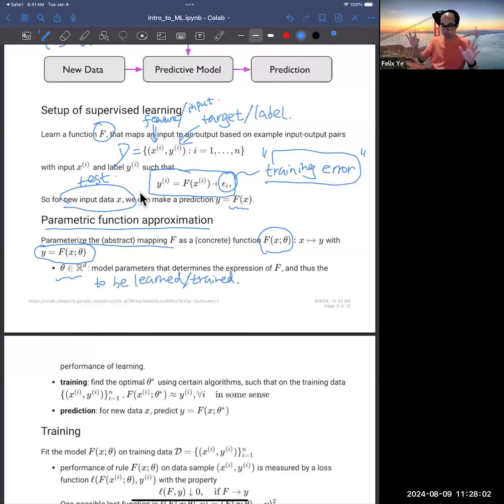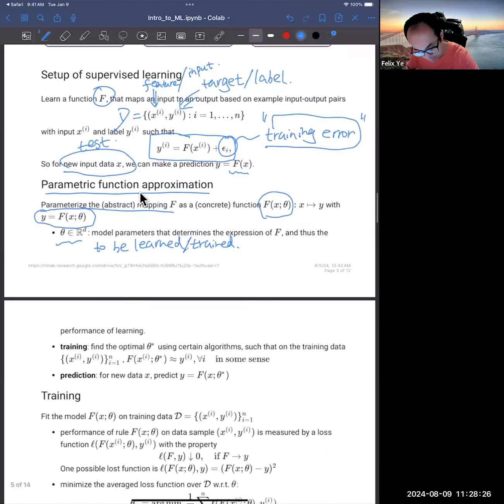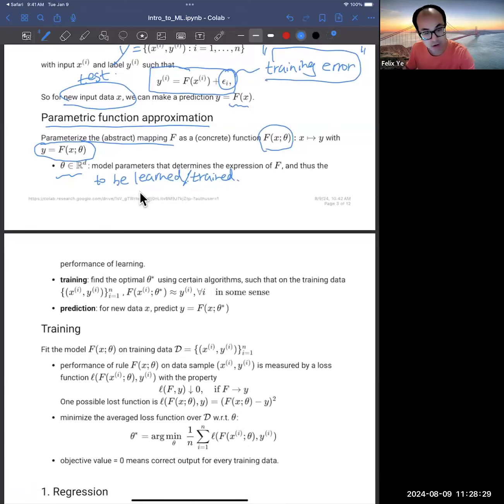So the key is we want to find out the best theta. Actually, if we plug in the theta, then we can determine the function f, such that it can make the best predictions possible. All right, and also, as I said, this whole thing has two steps. The first step is training. The second step is the predictions.